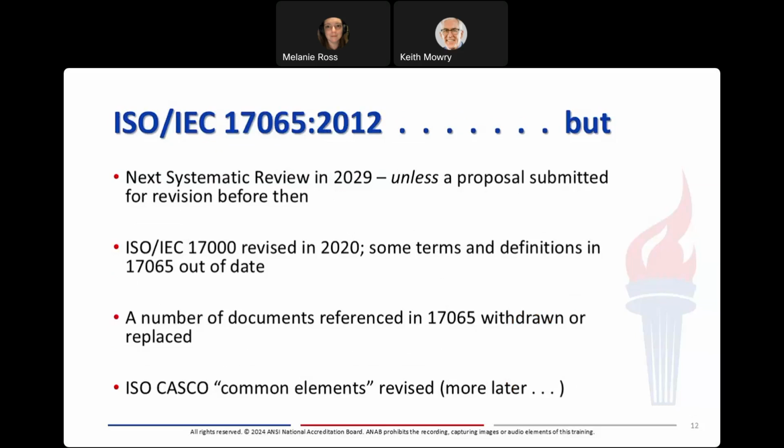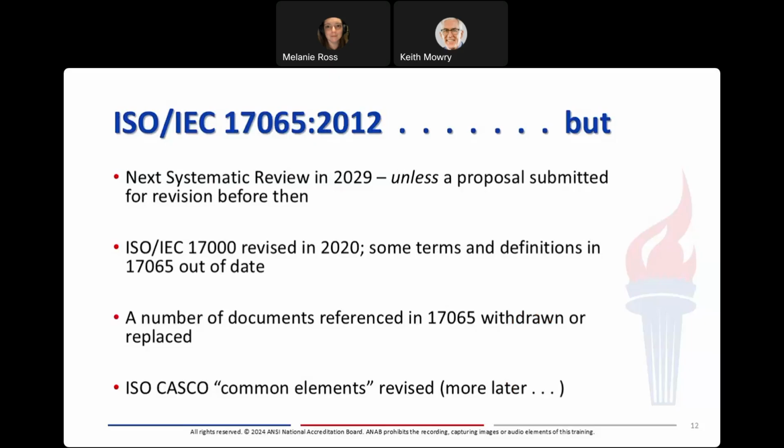But it's still not the end of the story, okay? Because now we've confirmed 17065. As a result, you would think that the next systematic review of 17065 would be in 2029. Now, that would not happen if in the intervening time, some proposal is submitted for a revision.